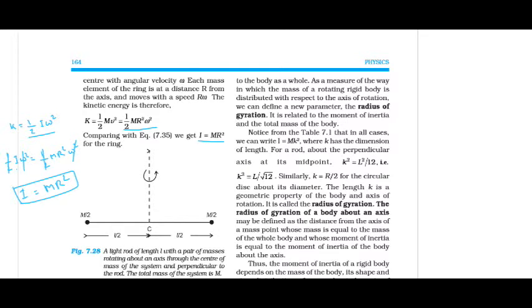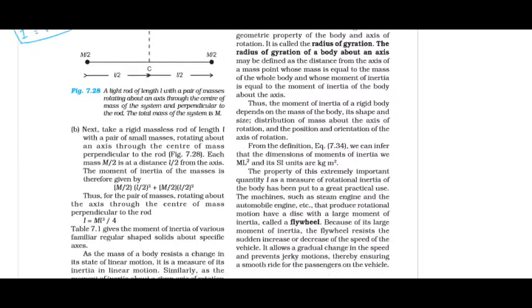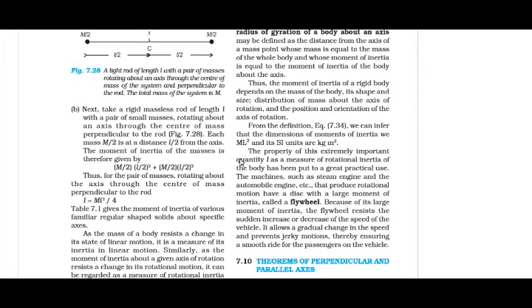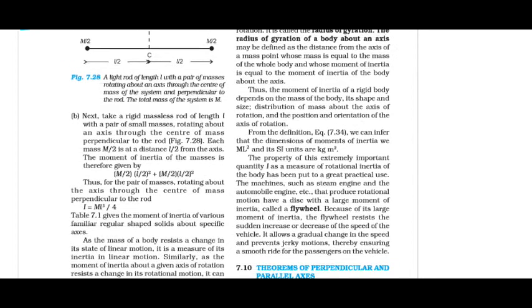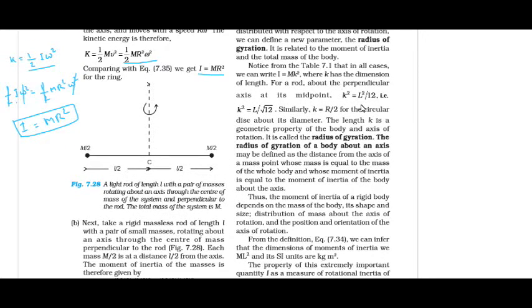Now take a rigid massless rod of length L with a pair of small masses, rotating about an axis through the center of mass perpendicular to the rod, shown in figure 7.28. So this is the figure.